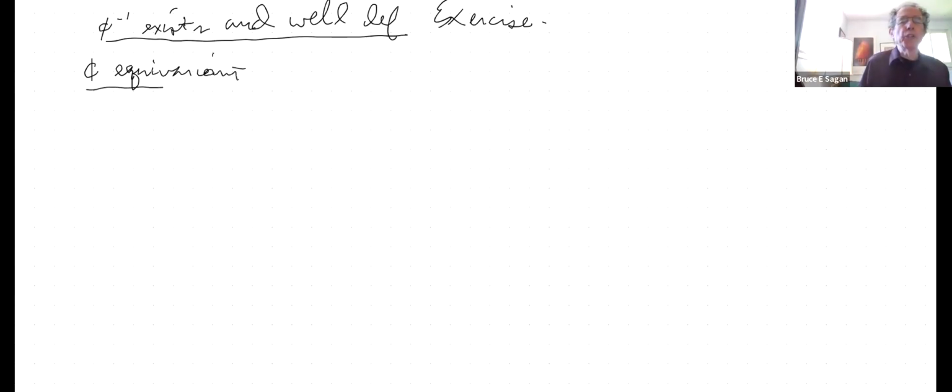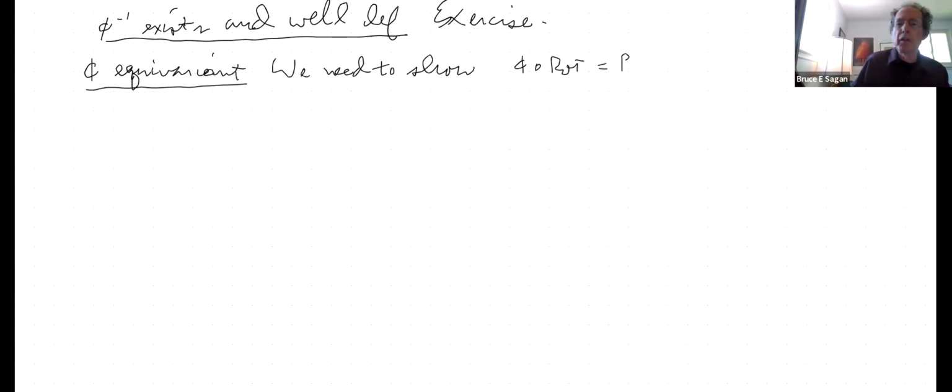Okay, and here's where toggles really shine, where you see why we wanted everything in toggles. What do we need to show? We need to show that if I do rotation and then follow it by phi, that's going to be the same thing as doing phi first and following it by promotion. And I claim it suffices to show that phi is quasi-commuting, because it goes to the other side, but then it changes rotation to promotion. It suffices to show that phi quasi-commutes with the toggles.